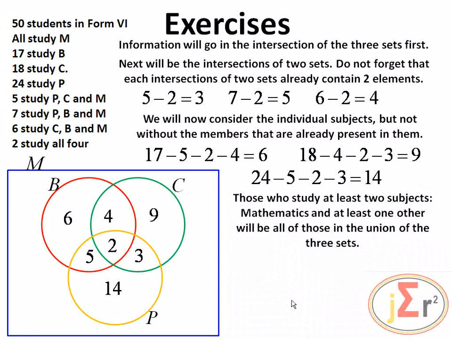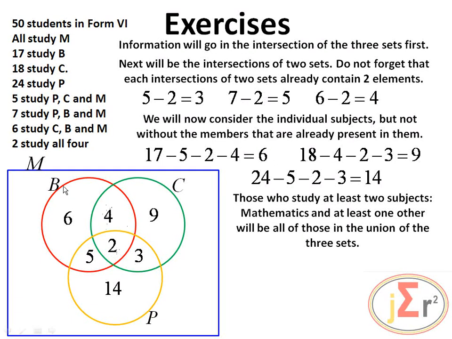Those who study at least 2 subjects, mathematics and at least 1 other, will be all of those in the union of the 3 sets. Let us do a little analysis. How many subjects do these students study? These are in the set of what? Chemistry, biology, and physics. So that's 3 subjects. However, it is in the universal set, which is the set of students who study mathematics. So that means these 2 individuals that we have right here study 4 subjects.